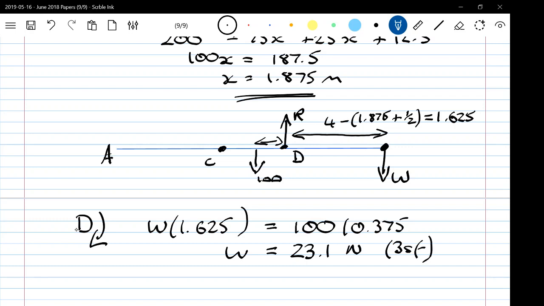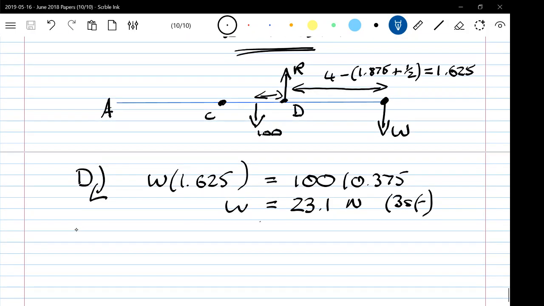Three significant figures. There are a number of ways of doing that, because you could have taken moments about any point and done that in a combination of resolving in different directions. There's no way that is particularly neat for doing that. That's probably the neatest, but it's still a bit fiddly, isn't it? Then it said, explain the limitation of the modelling.